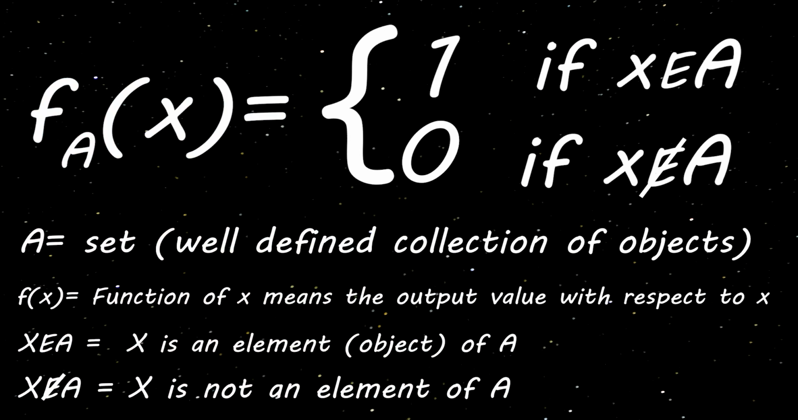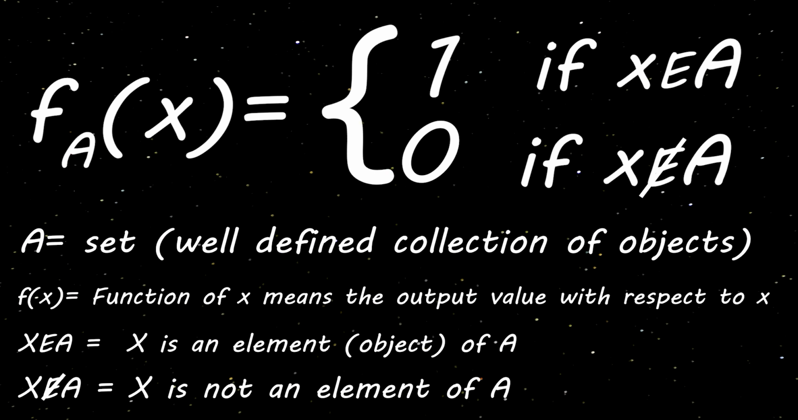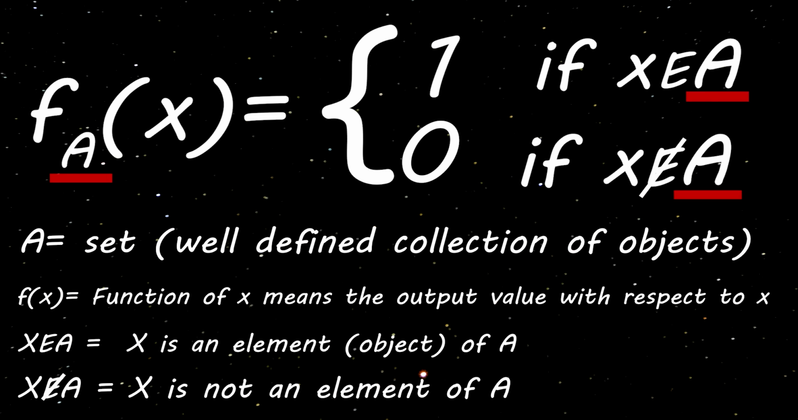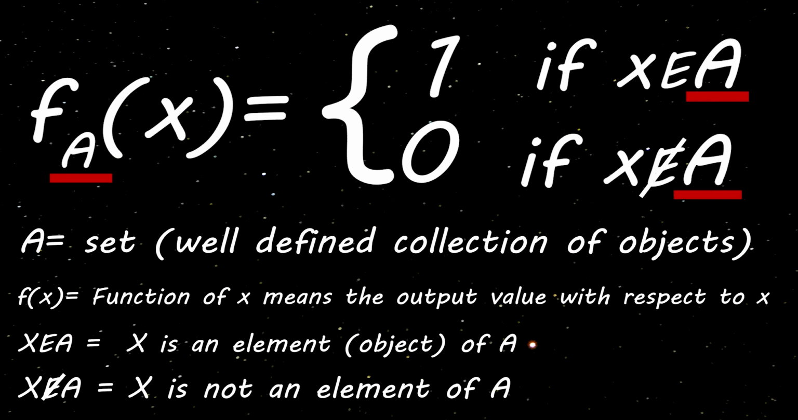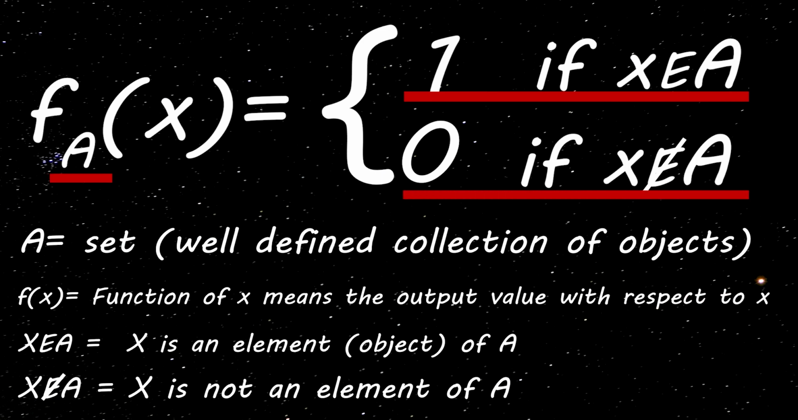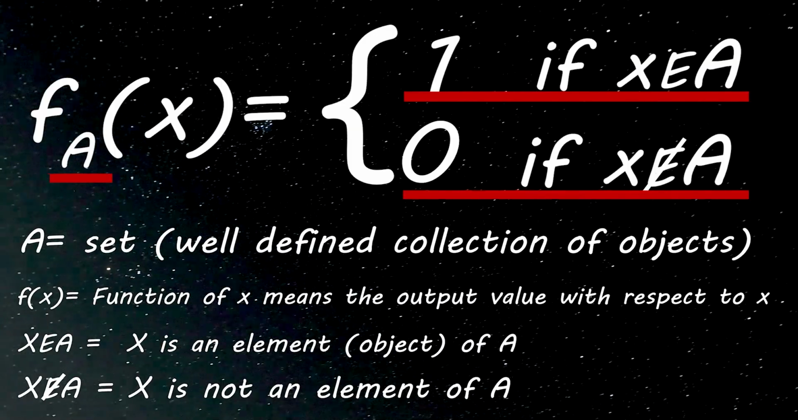I'm using the word object and element interchangeably. They both mean the same thing. So what is this formula saying? This formula is saying if you had a set A, the characteristic function of A is that it's 1 when x is an element of A and 0 when x is not an element of A. Here x represents the objects inside the set.